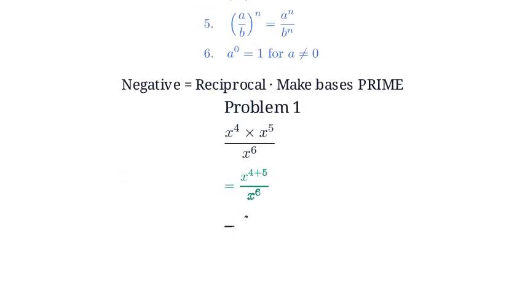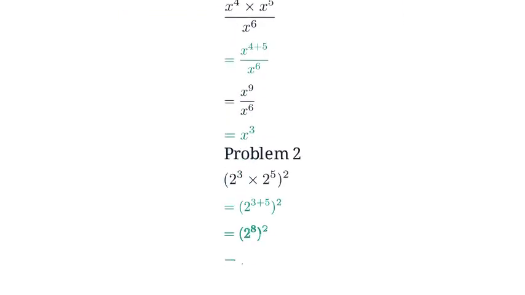Time for practice. Problem 1. Sorry, I mean x to the fourth times x to the fifth over x to the sixth. First combine the numerator to get x to the 9, then divide by the denominator x to the sixth leaves x cubed. Problem 2 is (2 cubed times 2 to the fifth) squared.